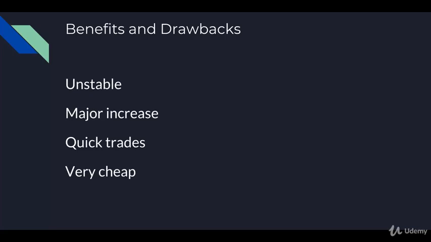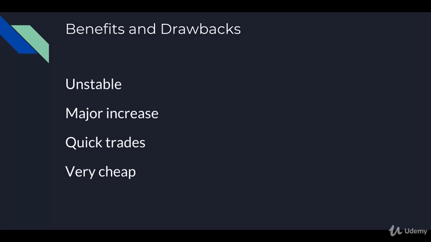But with that being said, there's also major increases over time. So just as overnight it could decrease, it could also increase by 1,000 to 2,000 times within a matter of weeks or months. So there's a huge potential to make lots of money with alternative coins, whereas major coins, it's more of a steady growth.